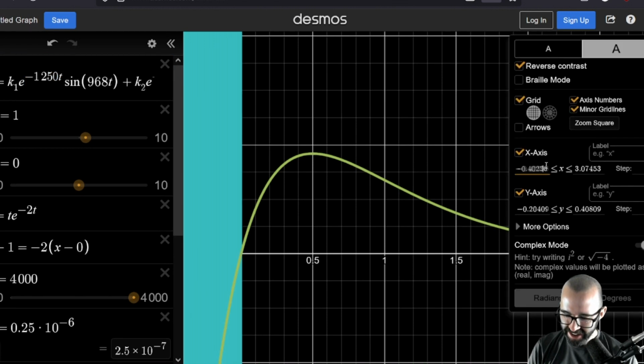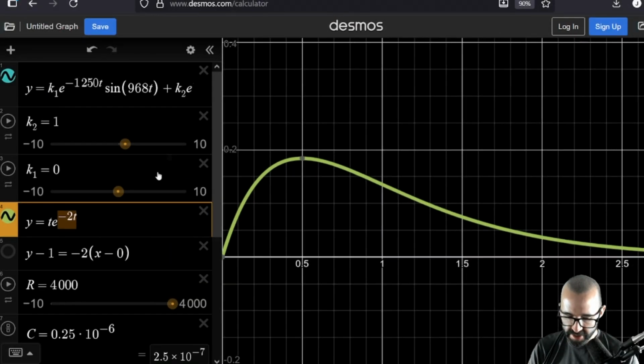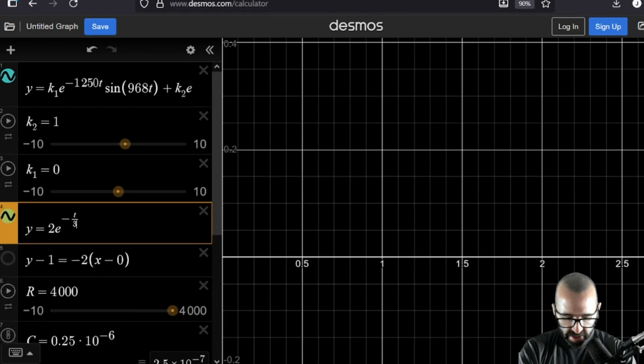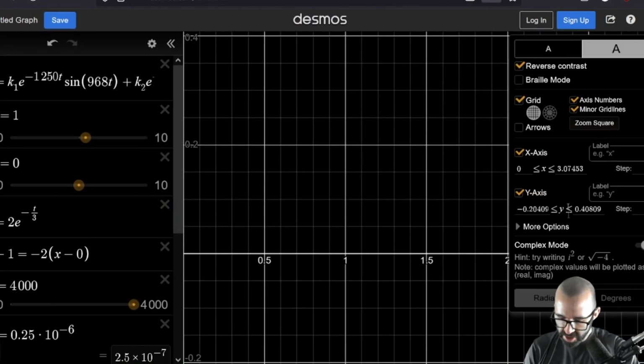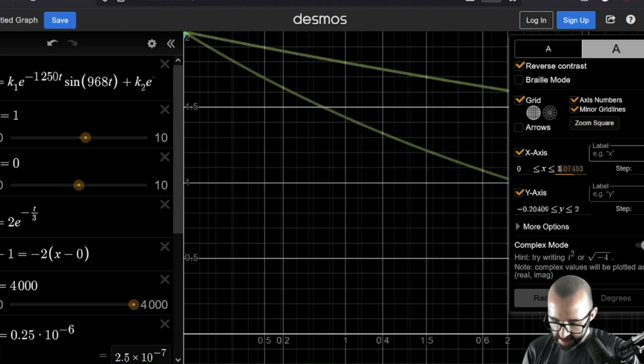Let's go over to settings here and say let's only look at positive time. We're only going to look at positive time, and let's actually put our steady state solution over here too. All right, 2e to the negative t over 3 is what we should be approaching. And we're not quite able to see something. Let's change our axes. Y is going to look from 0 to 2. Excellent. Next, let's start X from 0 to 12.